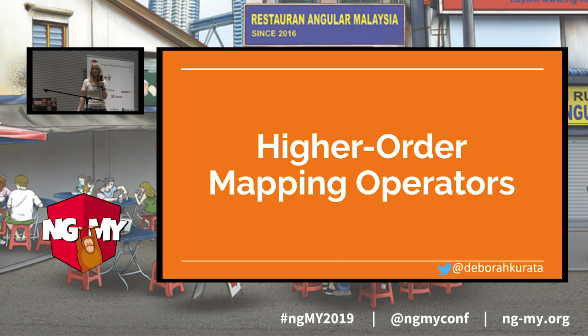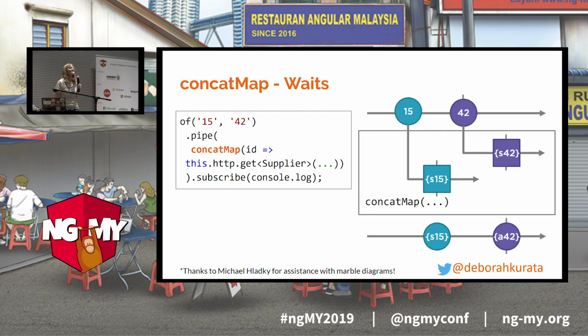So what do we do instead? We use something called higher order mapping operators. We've got higher order observables, and we've got mapping operators to help map those observables. I'm going to talk about 3 of them. The first one I'm going to talk about is concatMap.